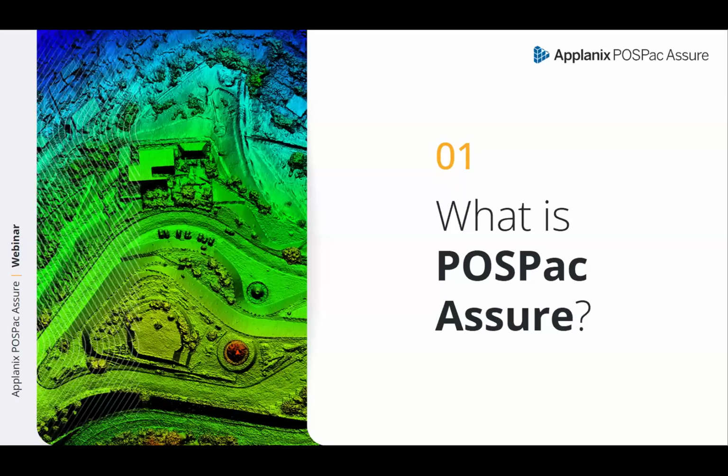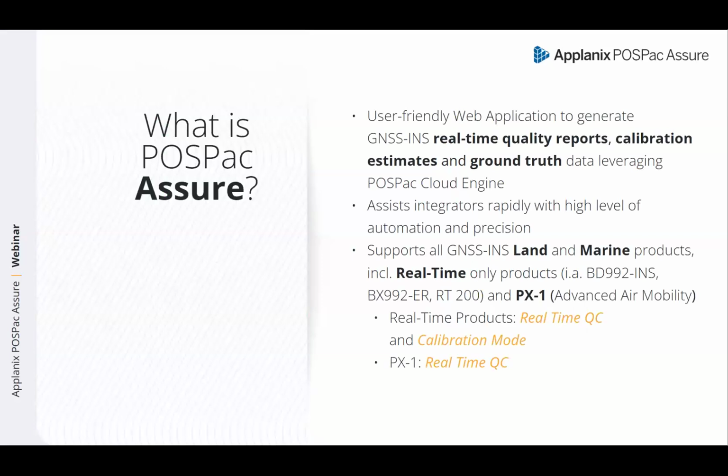So what is POSPac Assure? POSPac Assure is a user-friendly web application to generate GNSS INS real-time quality reports, calibration estimates, and/or ground truth data by leveraging our POSPac Cloud engine. And this POSPac Assure web application shall assist our integrators rapidly with a high level of automation and precision.